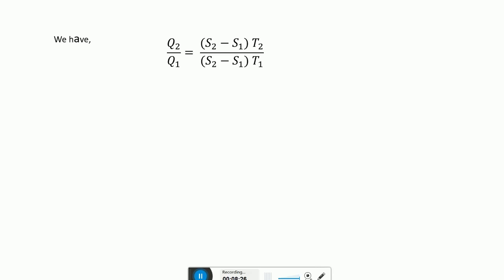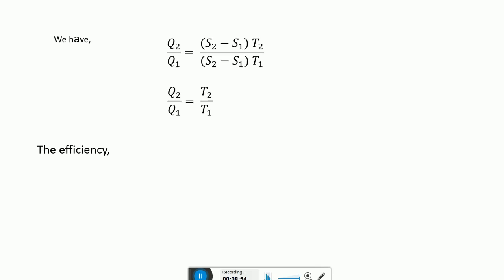From these four operations, divide Q2 by Q1. We know the value of Q2 and the value of Q1. So dividing Q2 by Q1, we get (S2 minus S1) into T2 by (S2 minus S1) into T1. S2 minus S1 gets cancelled and we get Q2 by Q1 is equal to T2 by T1.